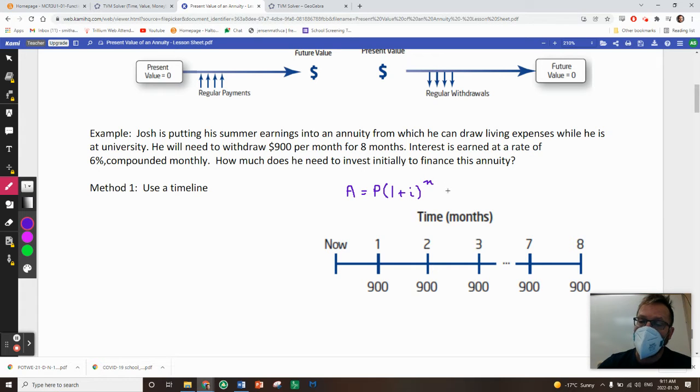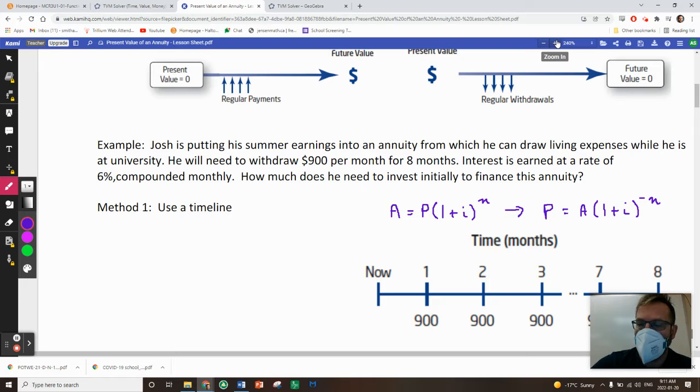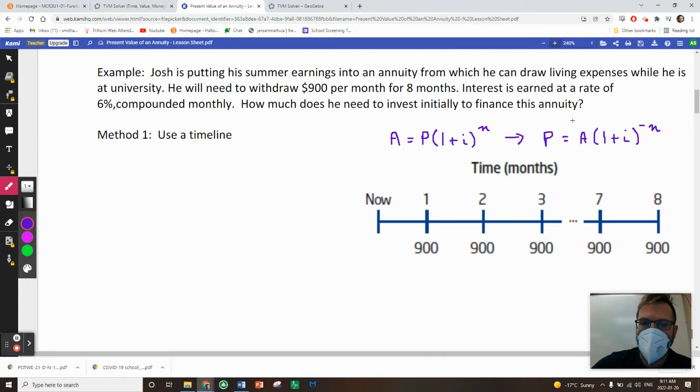So I'm going to rearrange this to our old friend P equals A times (1 plus i) to the power of negative n. That was the present value formula. I believe it was last Friday that I introduced you to that formula. That allows you to calculate the present value for a given future value. Can I zoom in one more time here? Yeah, maybe we'll try that.